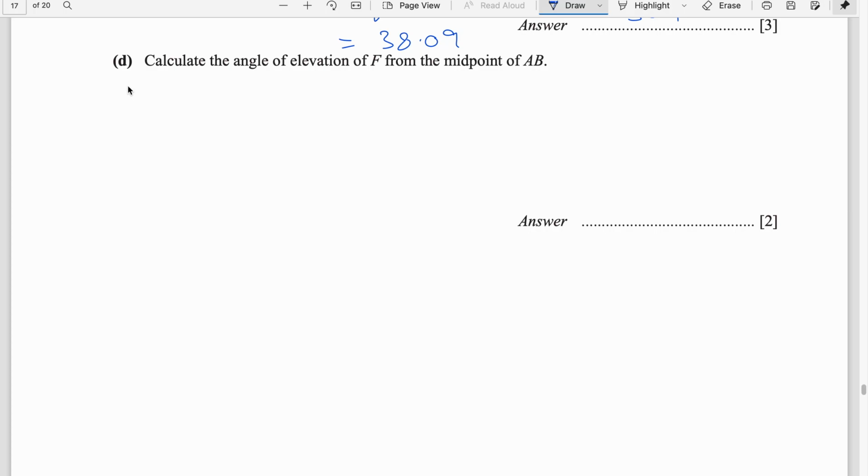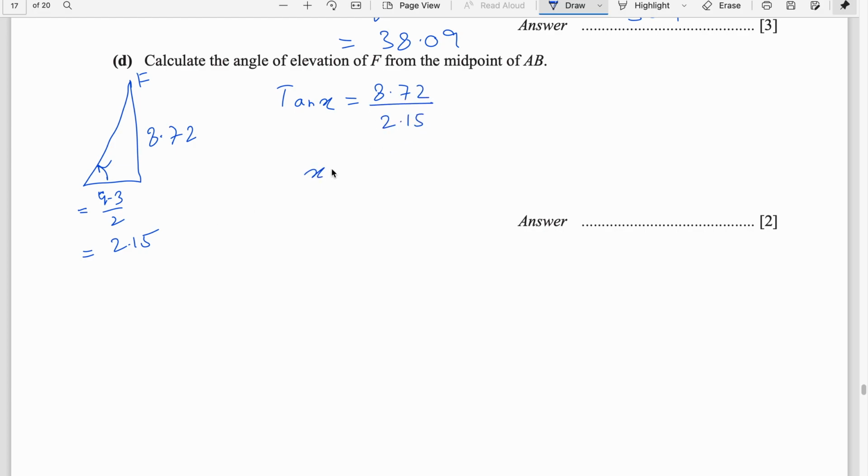So extract the triangle again. This is half of 4.3. This is 8.72 already. For the angle of elevation for F, you can use tan x is equal to perpendicular over base. X is equal to tan inverse of 8.72 by 2.15, approximately equal to 76.1 degrees.